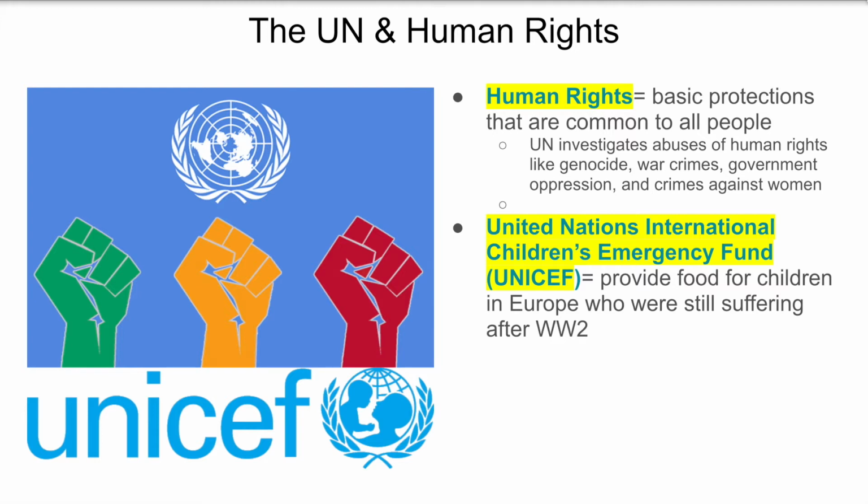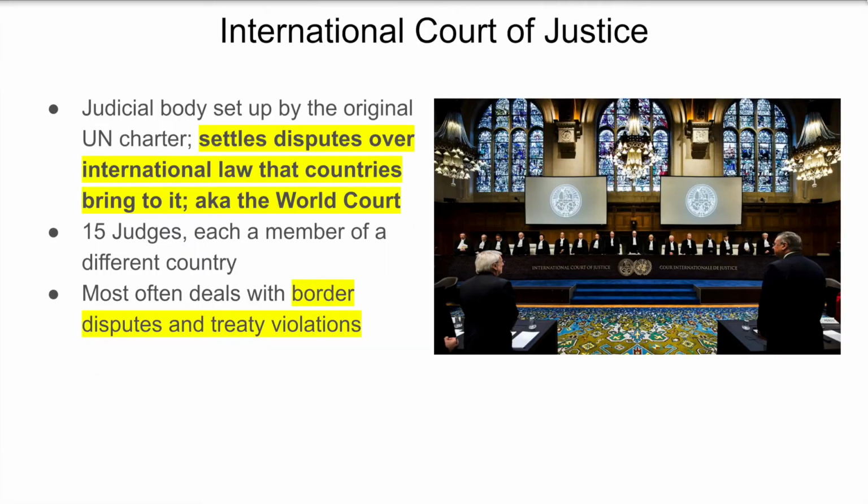The United Nations International Children's Emergency Fund, UNICEF, is another focus, to provide food for children in Europe who are still suffering after World War II, as well as children who suffer from poverty around the world. The International Court of Justice is an international judicial body, and the original UN Charter set this up. It settles disputes over international law that countries bring to it, aka the World Court, and the Nuremberg trials after World War II are one example.